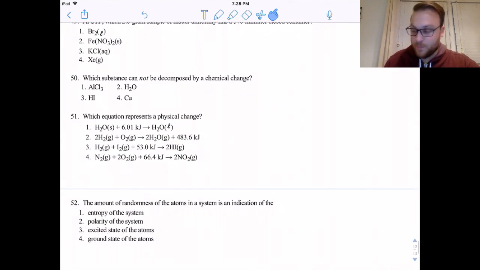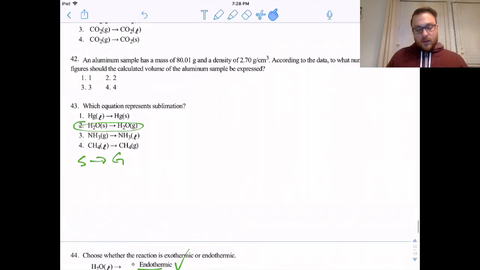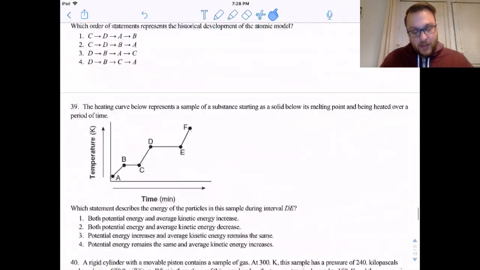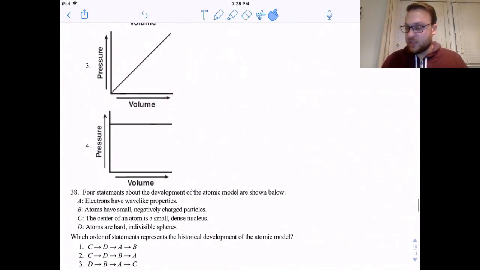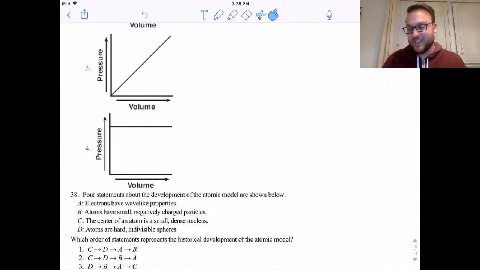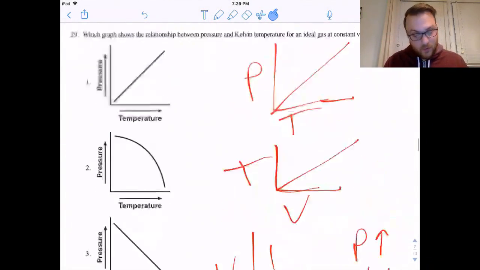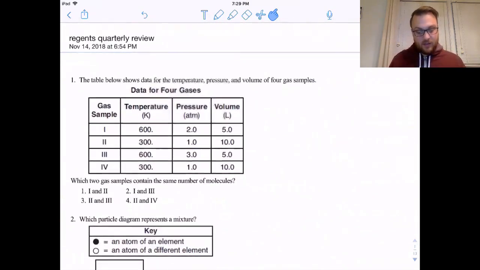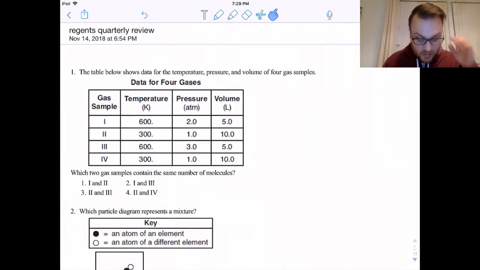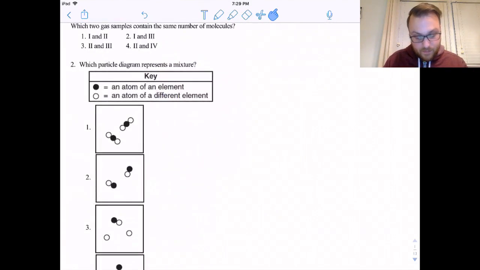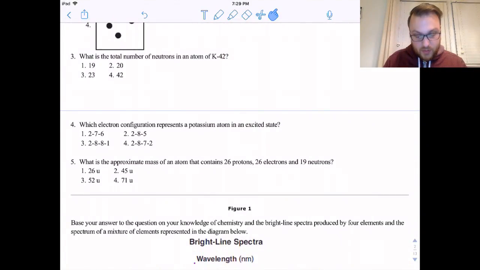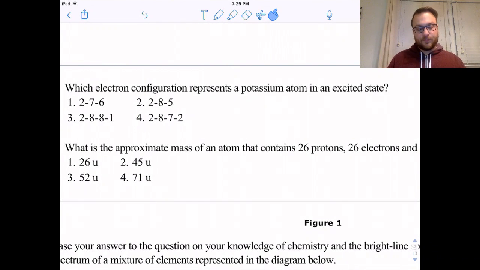Again, there's a decent amount that we did in class. And I just want to pick out a few more that are just on the tougher side, because I don't want to take up too much time. Let's do excited state. So, a potassium atom in the excited state.